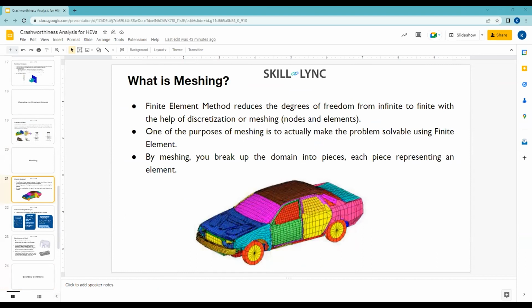Suppose you have this 1D beam. By 1D, I mean an element which is a line. The reason we call it 1D is because it has only one dimension, which we call length, by which you can identify it.